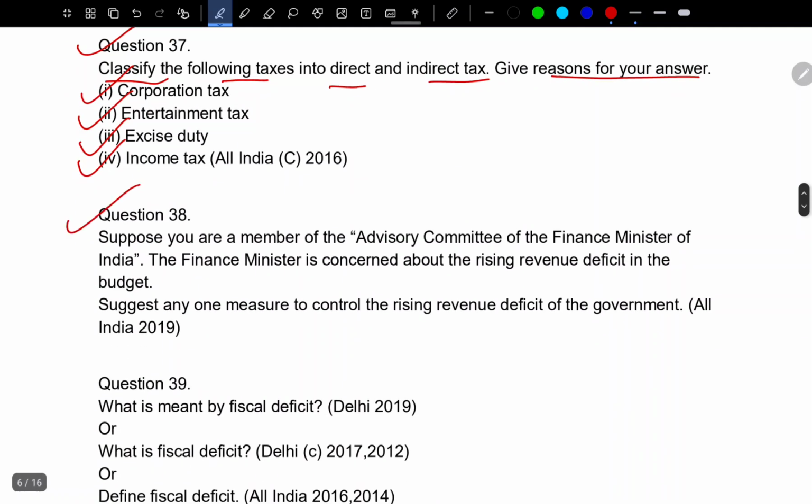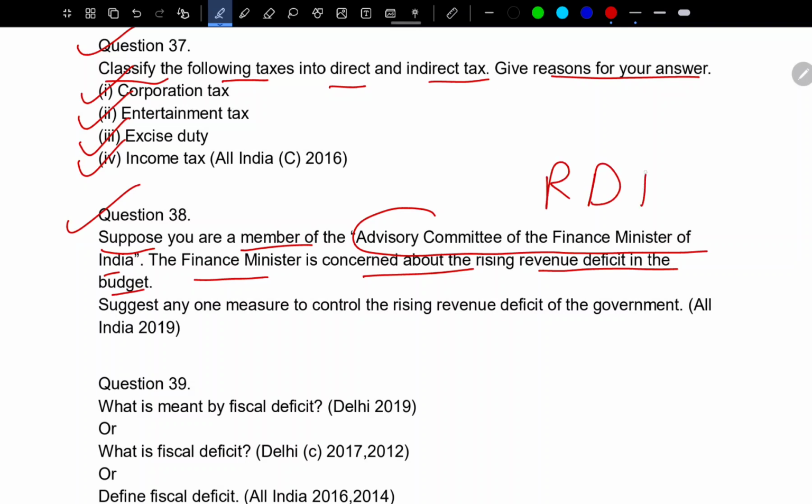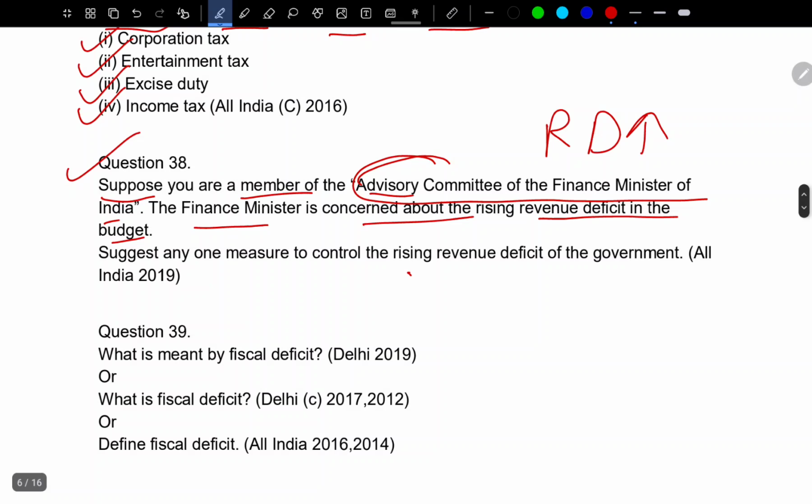Like question number 38: suppose you are a member of an advisory committee of the Finance Ministry of India. The Finance Minister is concerned about the rising revenue deficit. So you are a member of the advisory committee, and you have to suggest one measure to control the rising revenue deficit. How can you do that? It was asked in 2019. So situation-based questions can also be asked in these kinds of exams, so you have to prepare for that conceptually.